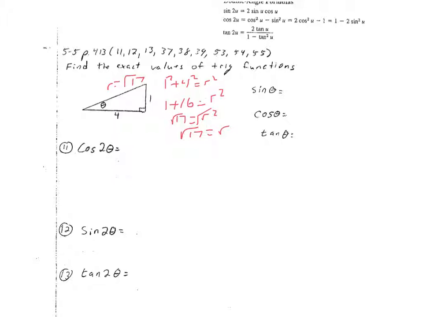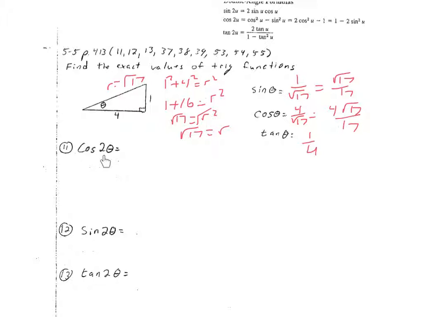I'm going to come over here on the side and write down what my sine of theta would be. Sine is going to be opposite over hypotenuse, which would be 1 over the square root of 17. And if I rationalize that, I get the square root of 17 over 17. The cosine value is going to be 4 over the square root of 17, and again, I have to rationalize that. It's going to be 4 square roots of 17 over 17. And then the last one, the tangent, is going to be opposite over adjacent, 1 over 4.